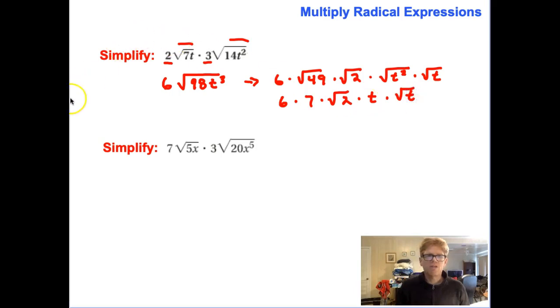And then we combine just as if they were like terms. 6 times 7 is 42, and times t gives us 42t, times the square root of 2t. And we're done.